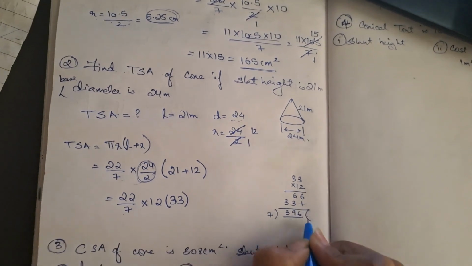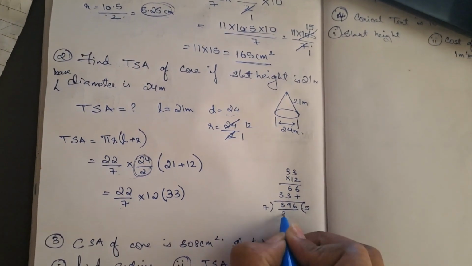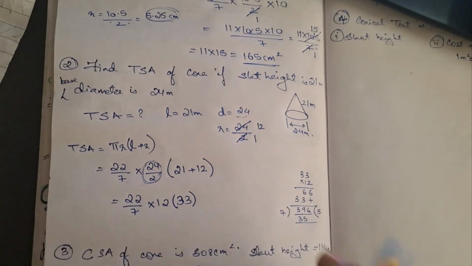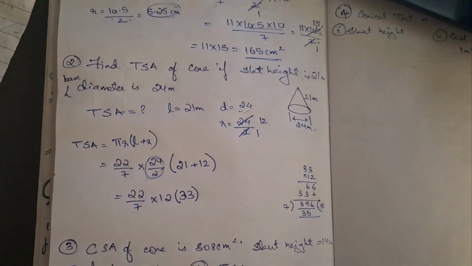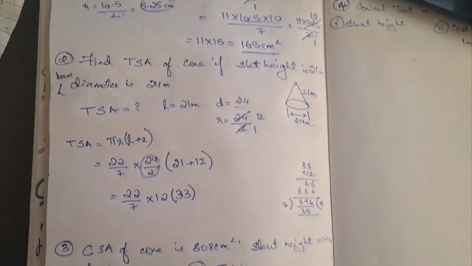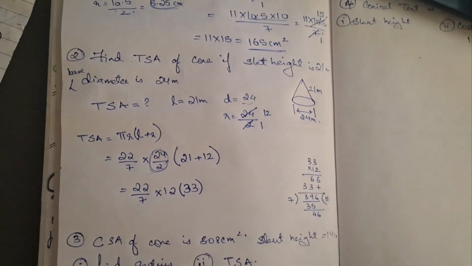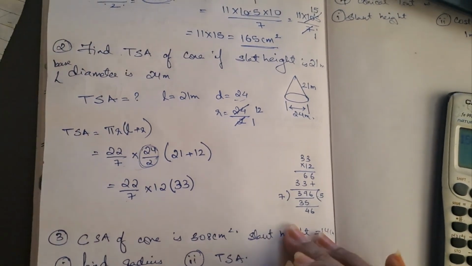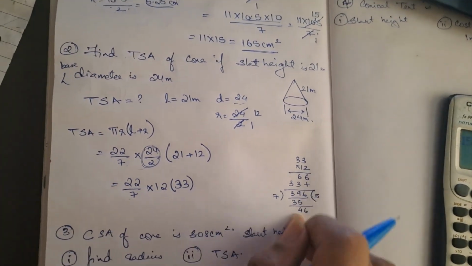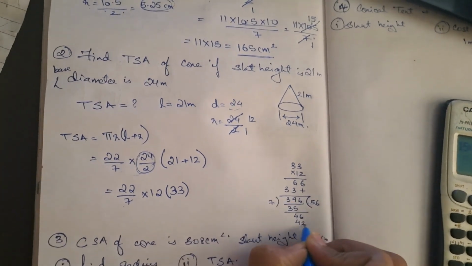So 7, how many times will it go? 7 5s are 35. Then you are left with, I think, what are you left with? You would be left with 4 and 6. 7 times 46. I don't think you'll get the answer here. Yeah, 7 sevens are 49, 7 6s are 42, and then 4.